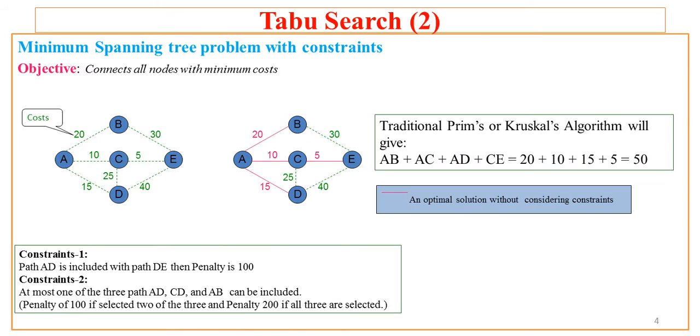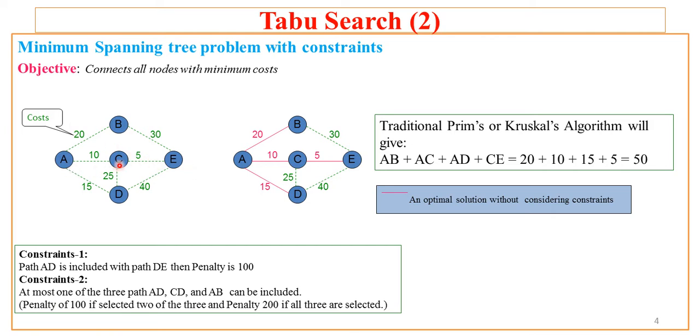Let us now see an example to understand this algorithm, that is taboo search, more practically. So here the example is from the graph domain, that is finding a minimum spanning tree with the given constraints, and the main objective is to connect all the nodes of the graph in such a way that it forms a minimum spanning tree which has a minimum cost.